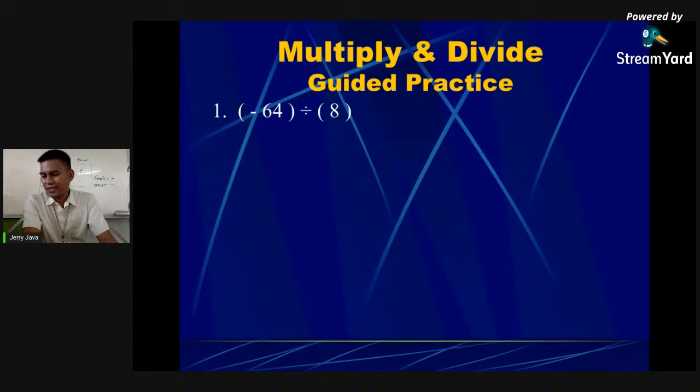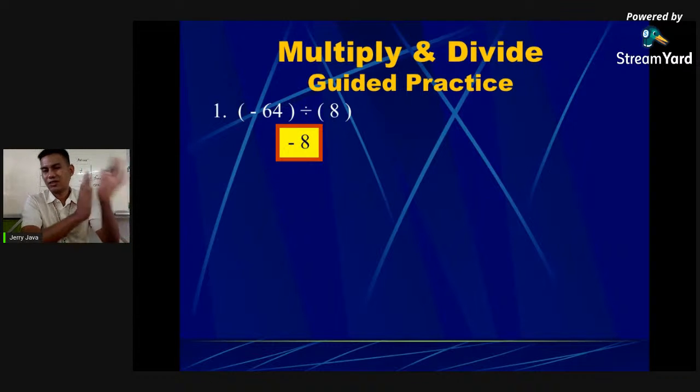Is that negative 52? Negative 8. Type in your answer, kids. Negative 8. Okay. So you have 64 divided by 8. 8 times 8 gives you 64. So that's 8. What's the sign? One is negative, one is positive. So they are unlike signs. So your answer should be negative. Negative 8 is correct. Yay! Congratulations. Number 2.